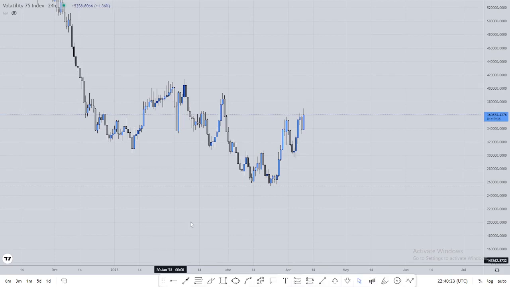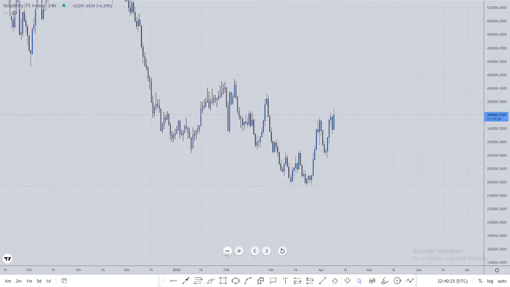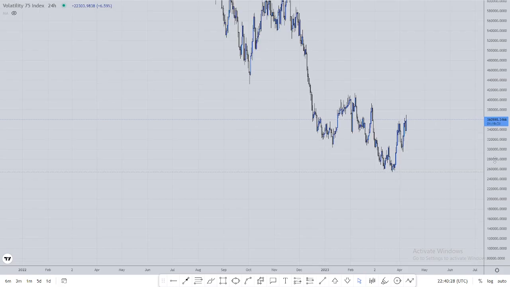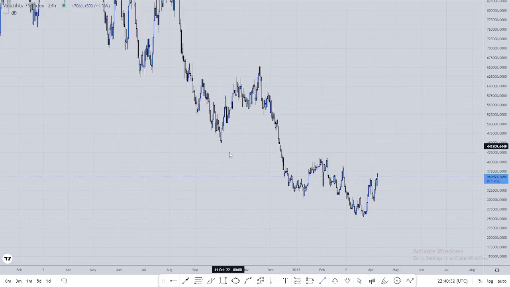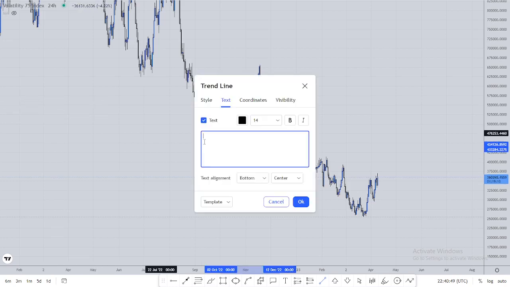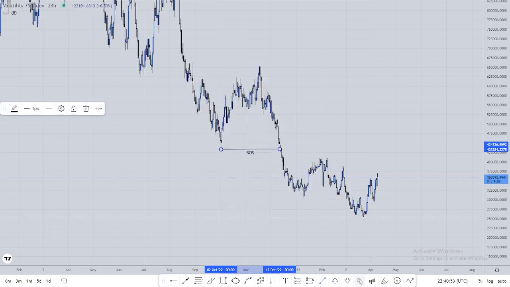So looking at it from the daily, if ever we zoom out, you realize that it's flowing in the same way, almost similar to Crash 500, in the sense that we broke structure here. After breaking structure, we expect the market to move, to move for a retracement.